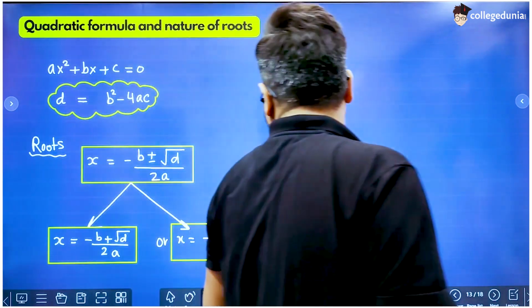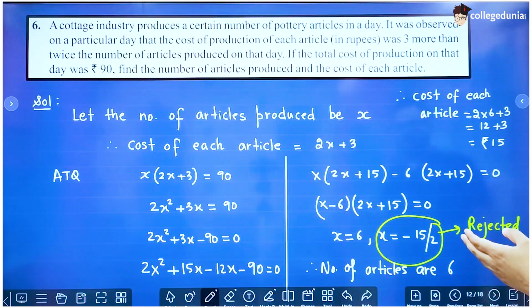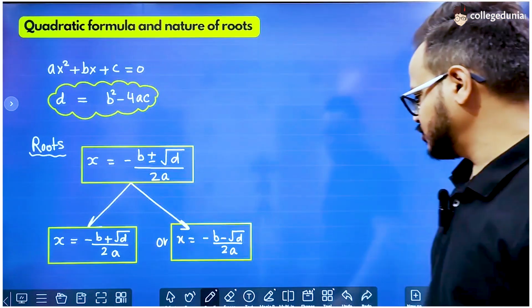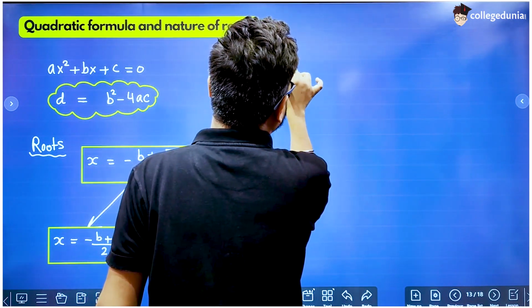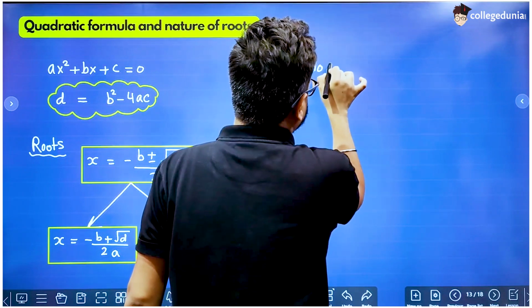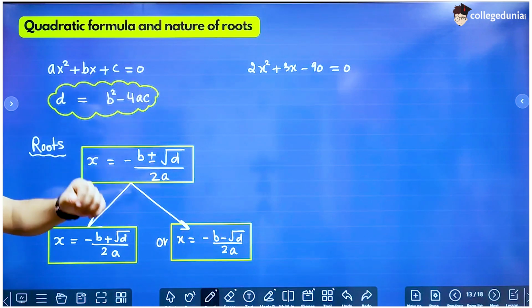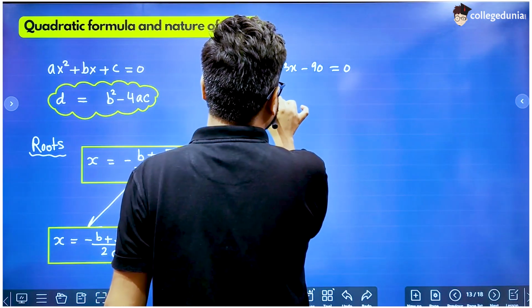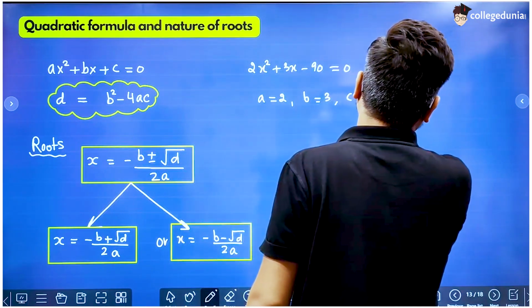So let's take an example. Let me take a quadratic equation from the previous questions. Let us take this quadratic equation. What was this quadratic equation? 2x square plus 3x minus 90 equal to 0. So what is the value of a here? Value of a is 2. Value of b is 3. Value of c is minus 90.